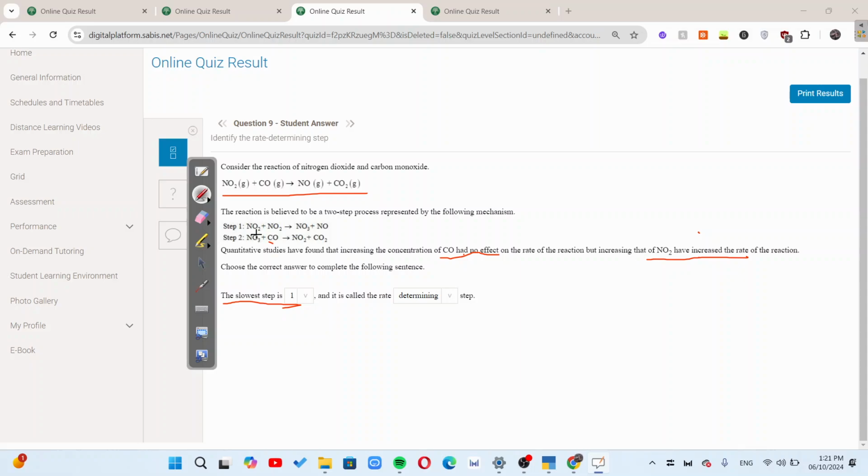The thing that has the effect on your rate determines your step, and we know that the rate determining step is the slowest step. Because it's the rate determining step, it's slowest. Not because it's slowest, it's the rate determining. Now, if they told you it's the slowest, it's the rate determining step. But if they're asking you which one is the slowest, find out which one is the rate determining step.